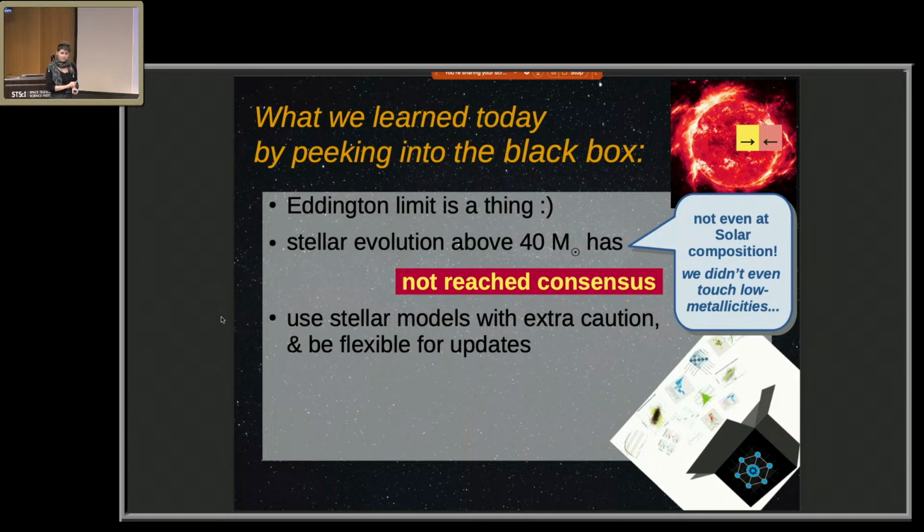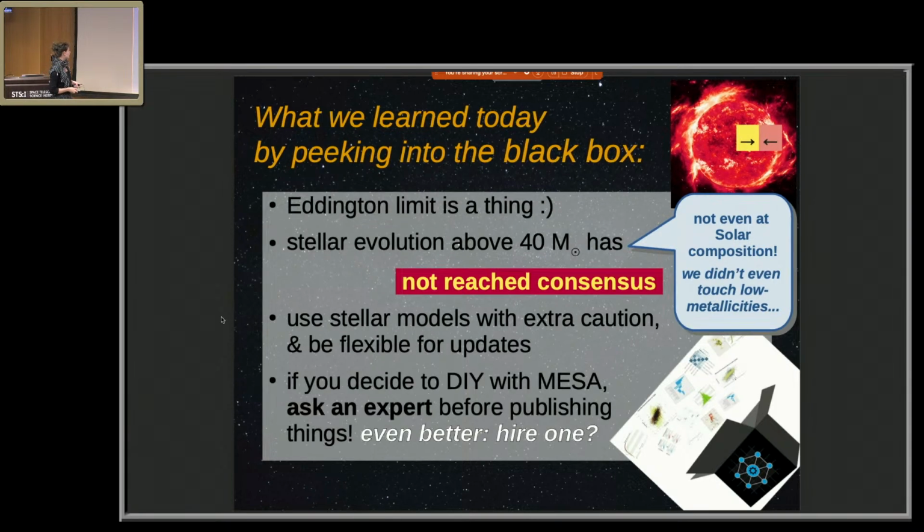And there are new models coming up with better physics. And yeah, I think my most important takeaway message is that if you decide to do it yourself with MESA, ask an expert before publishing anything, okay? Very important. Don't think that you can do it alone without an expert. Even better, hire one. If you have money in your group, it's a great thing to hire a stellar evolution expert, because we know our stuff. You don't have to know it. Here we are for you.